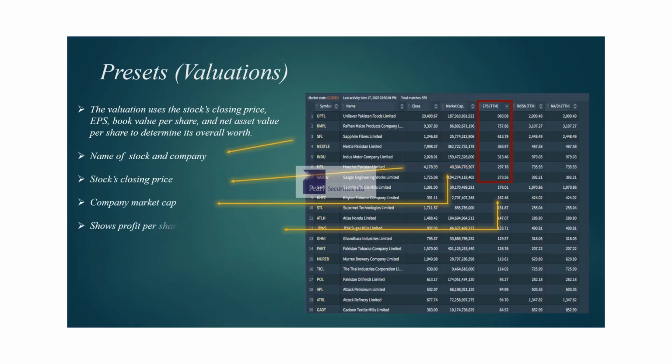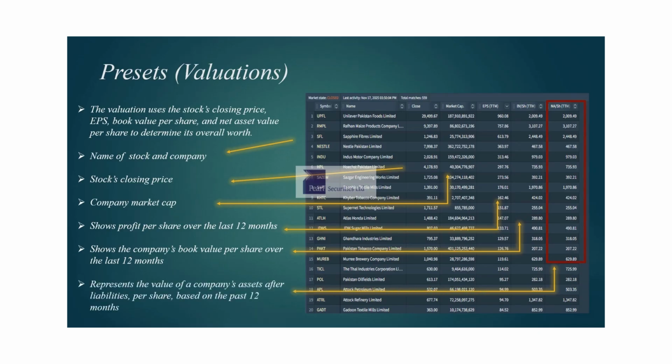Shows profit per share over the last 12 months. Shows the company's book value per share over the last 12 months. Represents the value of a company's assets after liabilities per share based on the past 12 months.